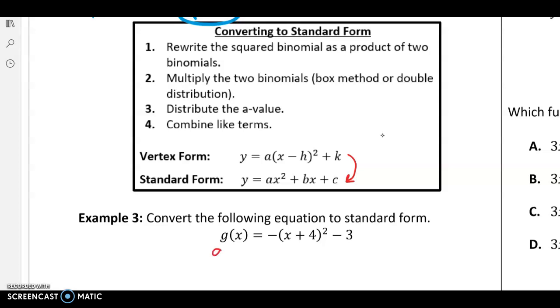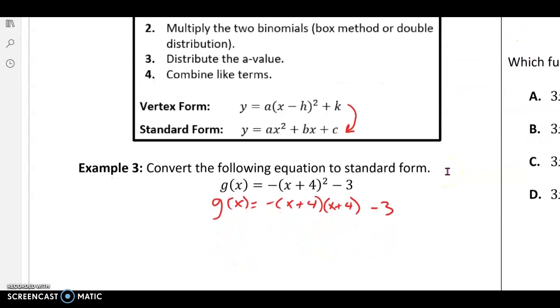So remember, to square something means that we're multiplying it times itself. So I can write x plus 4 squared as x plus 4 times itself. So just don't forget that you are still having the -3 there on the end, and you still have that negative in the front. Now let's multiply those 2 things together. If for some reason you don't remember how to multiply, look over here on the left. Remember the box method? So we're multiplying x plus 4 times x plus 4.